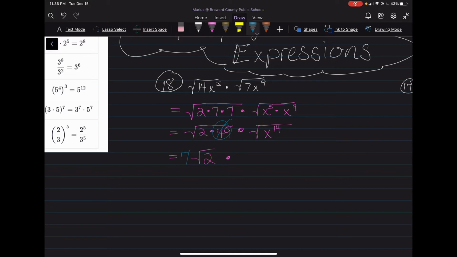Now, the index, when you're simplifying the second one, the square root of x to the 14th, the index is 2, the little number that goes there. So when we rewrite it, this is going to become x to the 14 divided by 2. Now, when we simplify that, that's going to become 7 times x to the 7th times the square root of 2, which we can just write as 7x to the 7th square root 2. And that would be the final answer there.